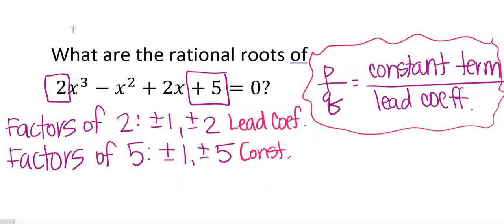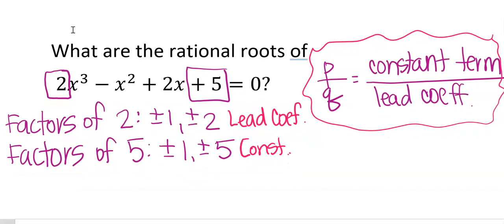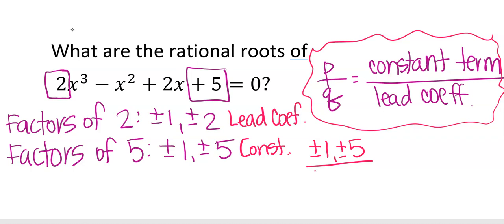Okay, so let's set these up. We have positive 1 over 1. Okay, so I looked at the second one and I divided by the first one. We're going to do all the possible combinations. I'm going to set it up like this first, but then I'm going to list them all. So the constant term goes on the top. The lead coefficients go on the bottom.